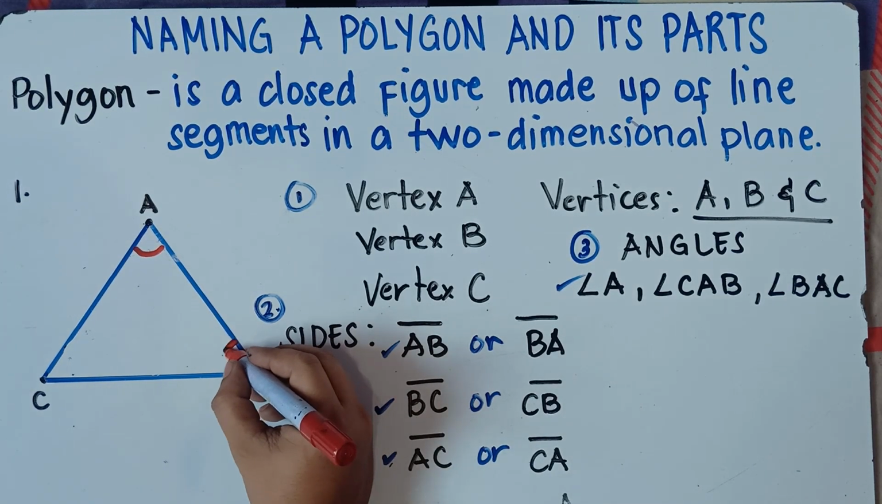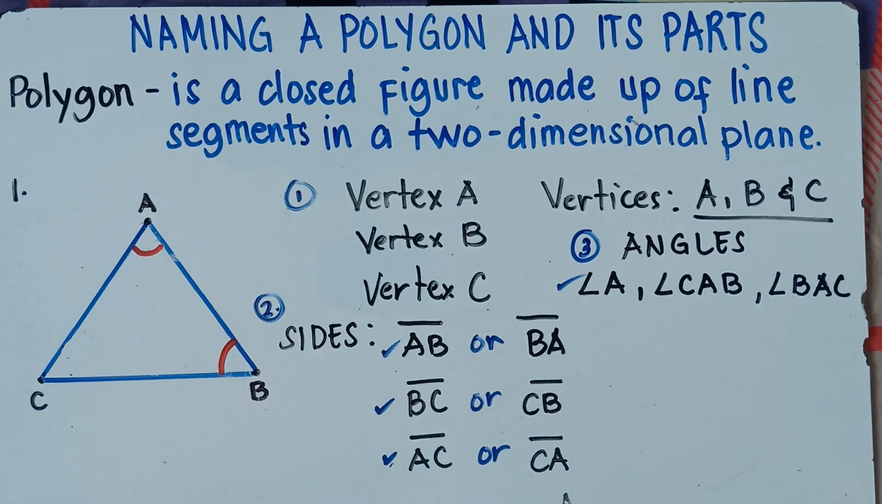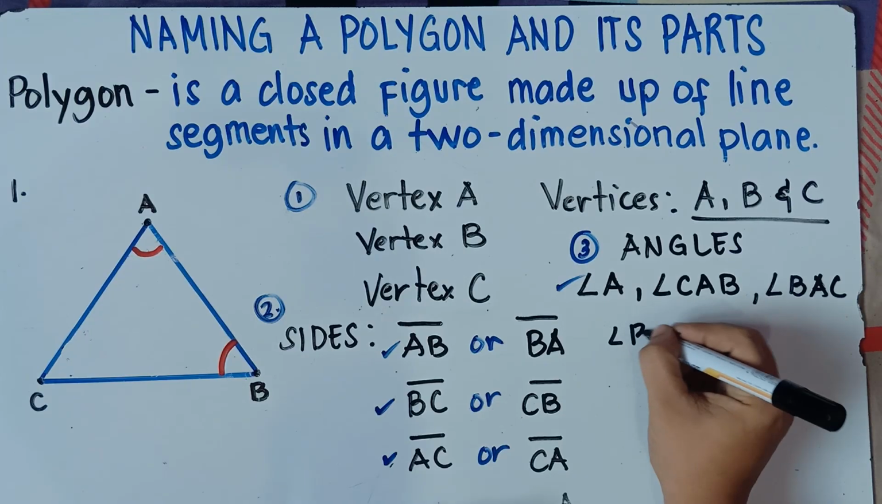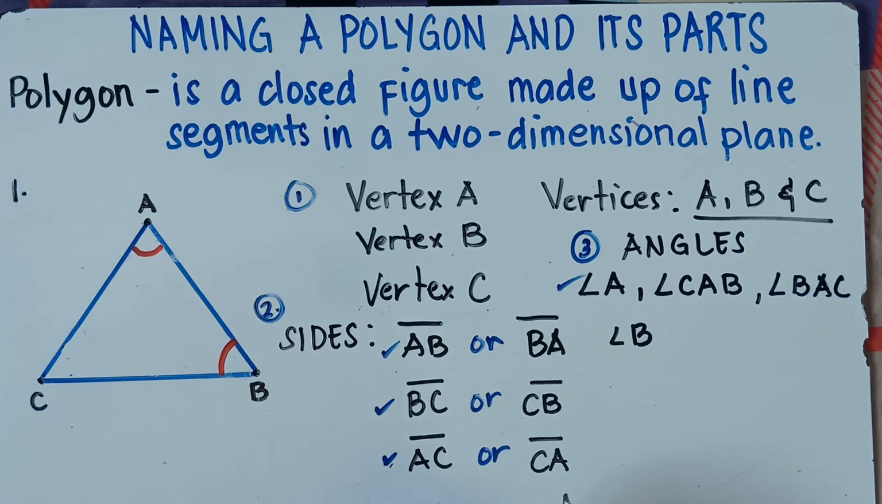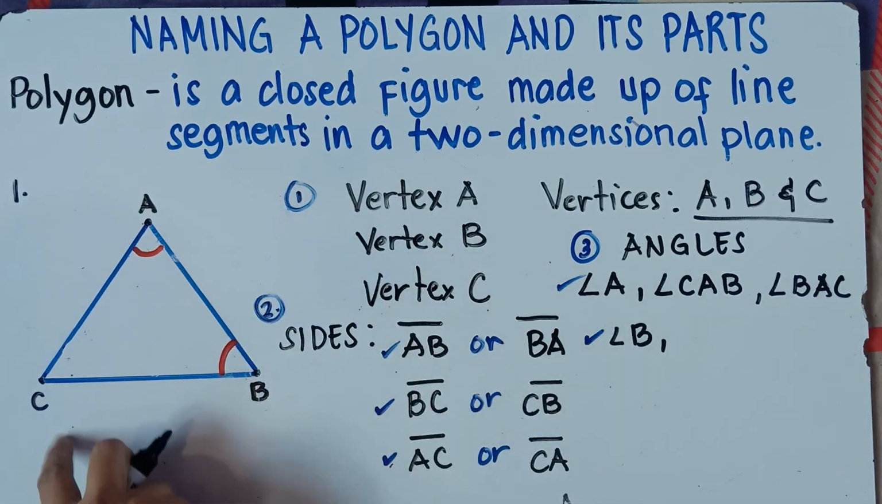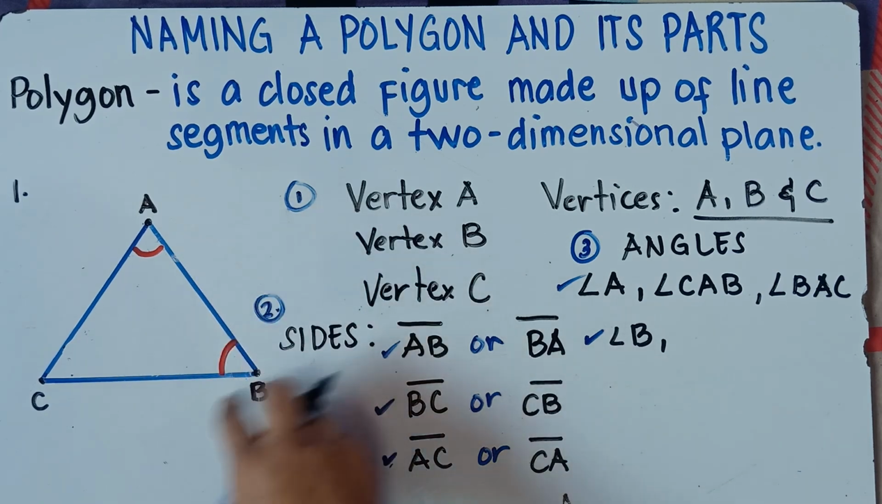Alright, the second angle, we have this given angle. Second angle, angle B. So we can read this one as angle B. Sir, can we read this one as angle ABC? Yup, you can read that one, angle ABC.